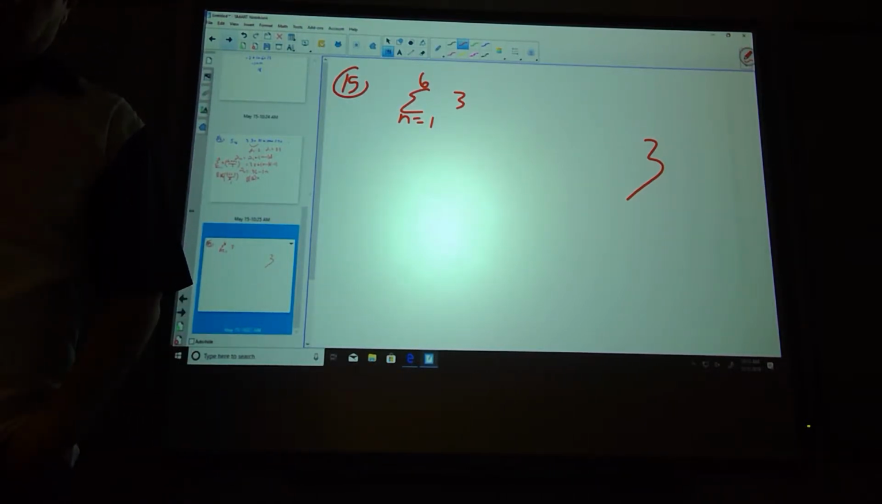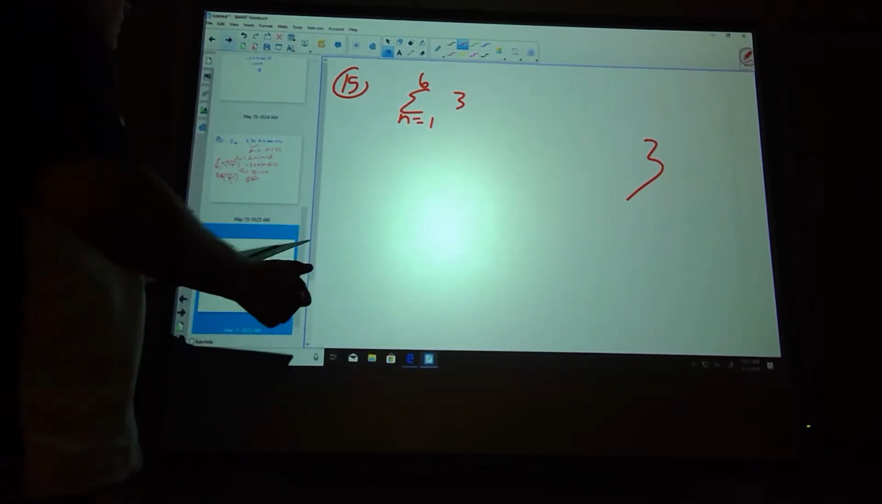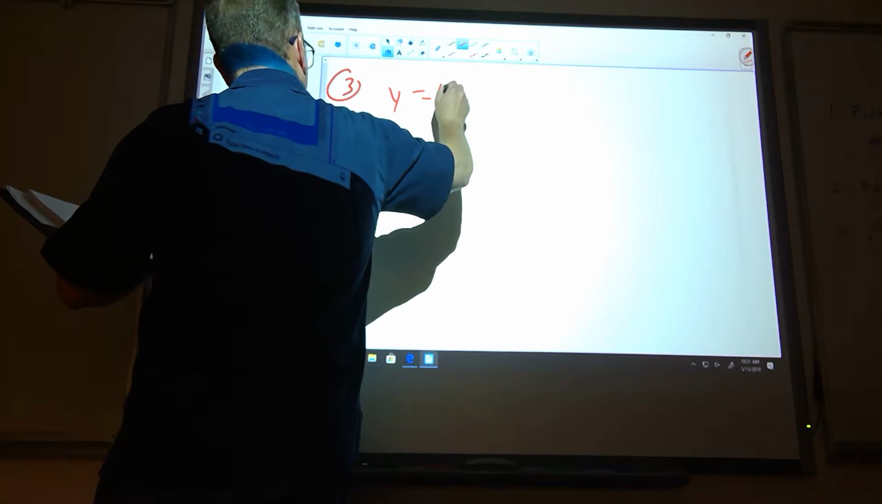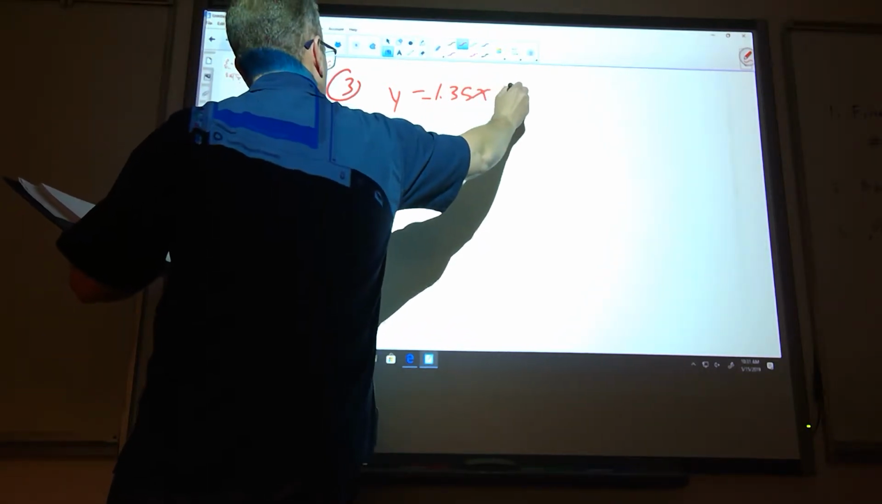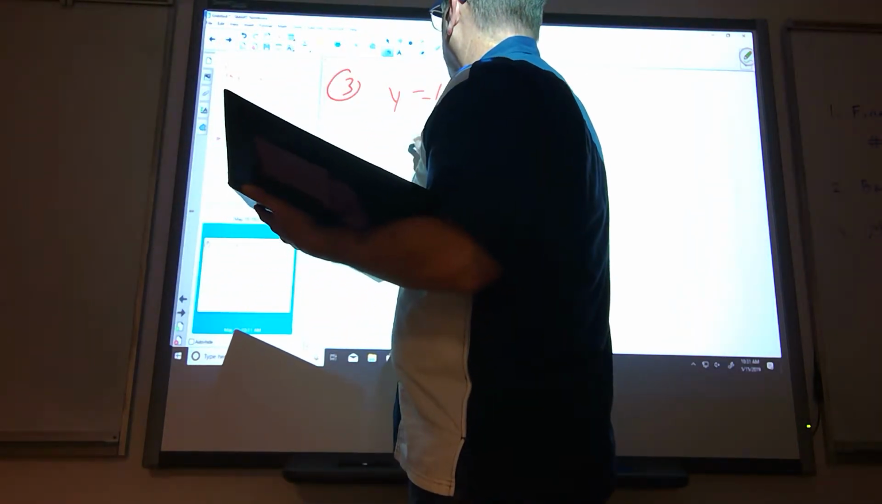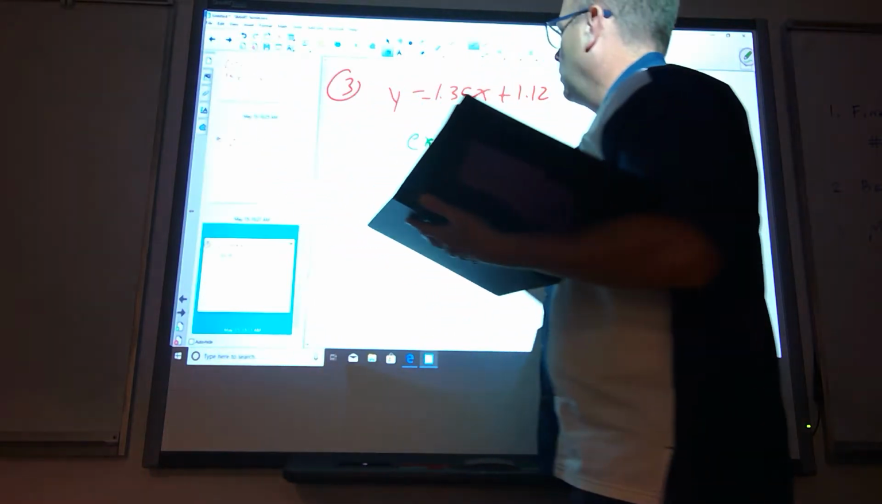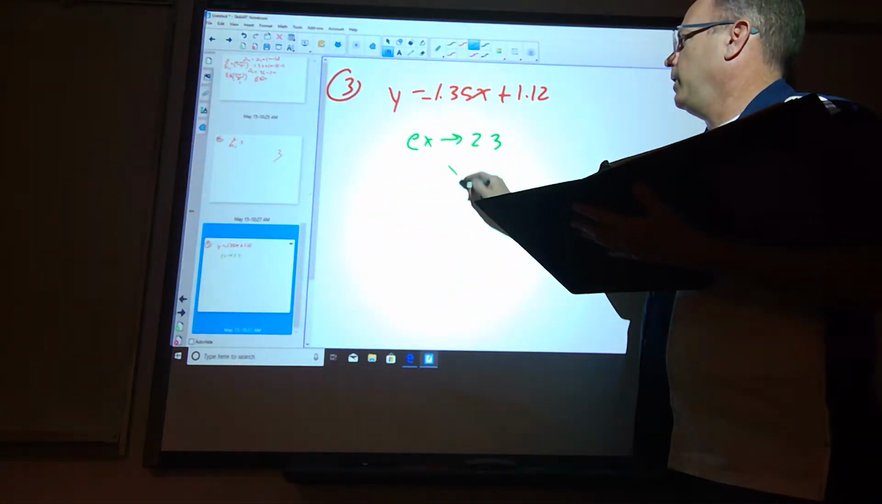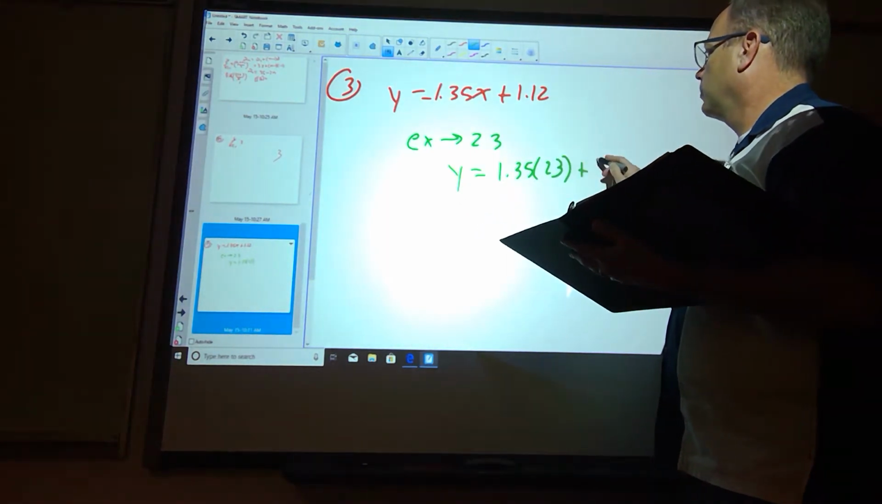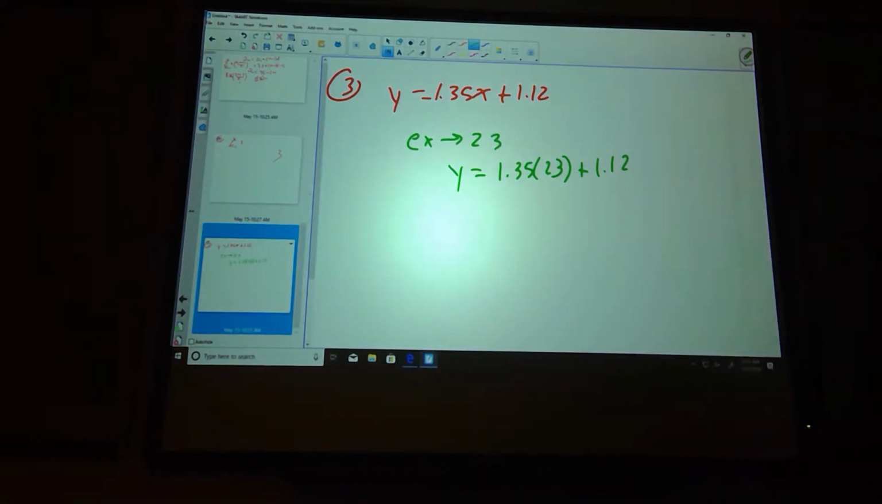If someone got a 23 on the Explorer, which is the x, predict their ACT. This is number 3, and this was the given equation. They wanted an Explorer score of 23. What would they expect to get on the ACT? Well, the ACT is y. So you'd go 1.35 times 23 plus 1.12, and that would be their ACT score.